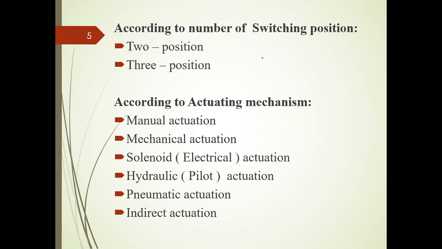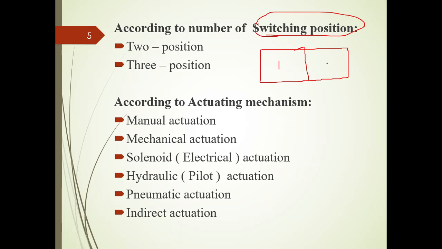With the help of switching positions, each square block represents one position. If I use two square blocks attached side to side, it is called two position. This is the first position, this is the second position. Similarly, if one more square block is attached here, this is called the third position.